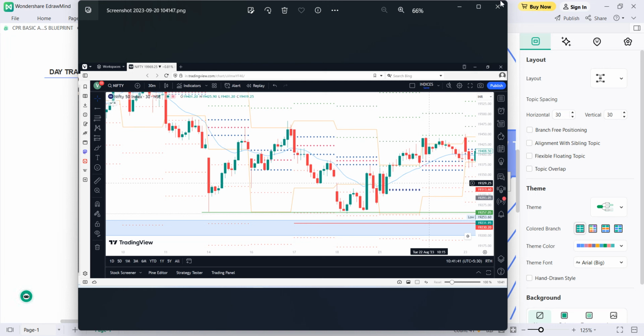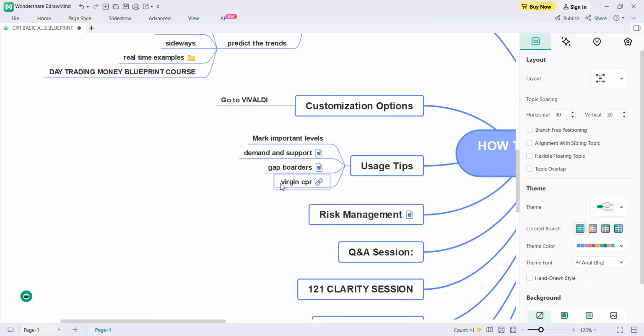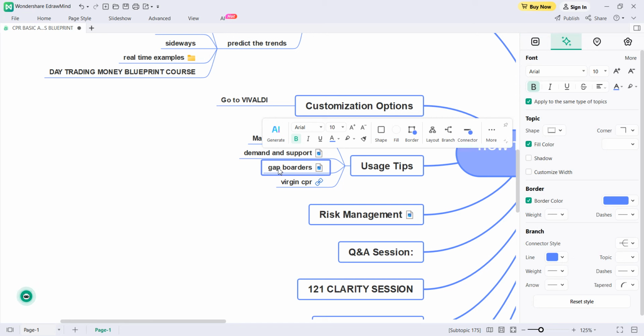This is called a demand zone, and the complete course covers all these demand and supply zone concepts, gap borders, virgin CPRs. These are the levels followed by professional traders. Let's go to the gap borders here.